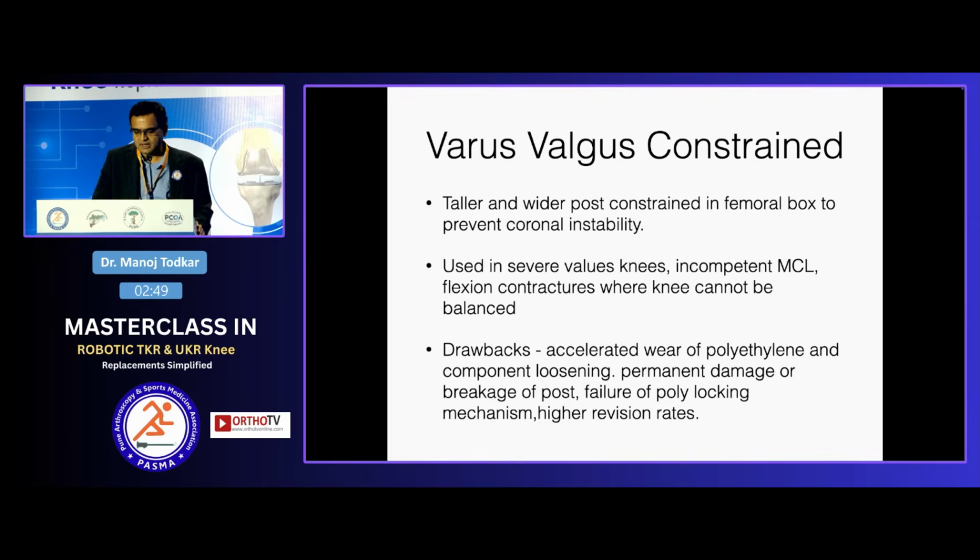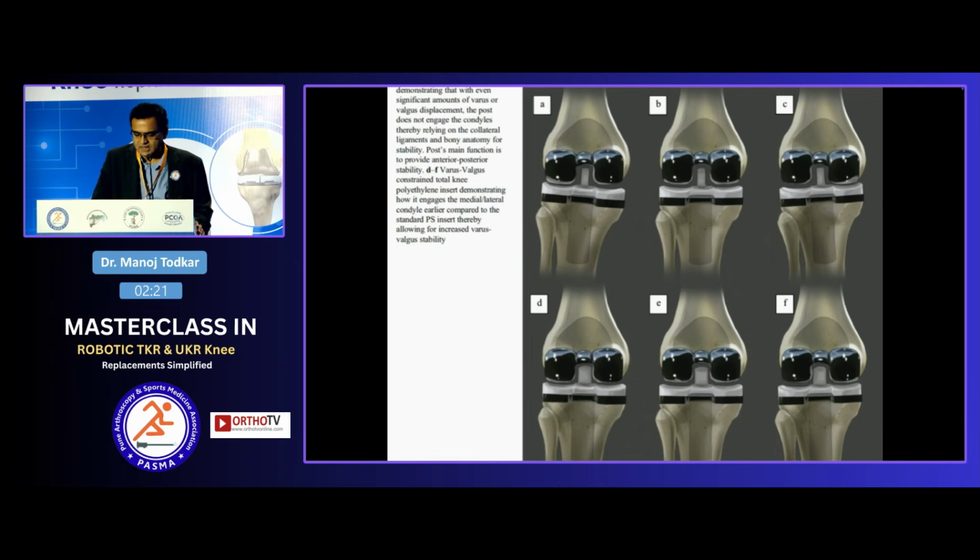And in varus and valgus knees, the constraint implant has a taller and wider post constrained in the femoral box to prevent coronal instability. It is used in severe varus or valgus knees, incompetent MCL, and flexion contractures where the knee cannot be balanced. The drawbacks are accelerated wear of the poly, component loosening, permanent damage or breakage of the post, failure of the poly locking mechanism, and higher revision rates. Now this slide shows the regular poly in the upper one, and the constraint poly in the lower one. The constraint poly is obviously thick and tall, so it imparts more stability to the knee joint.